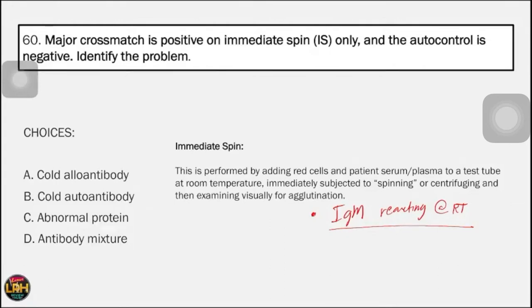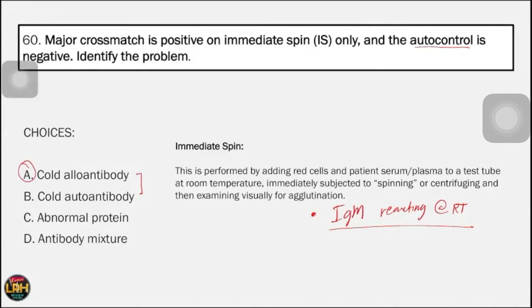So, for a positive immediate spin, what do we expect? Since it is immediate spin, what we expect is antibody that is reacting at cold temperature. However, to differentiate alloantibody from autoantibody, we check the autocontrol. The autocontrol is negative, so therefore, the reacting antibody is letter A, cold alloantibodies.